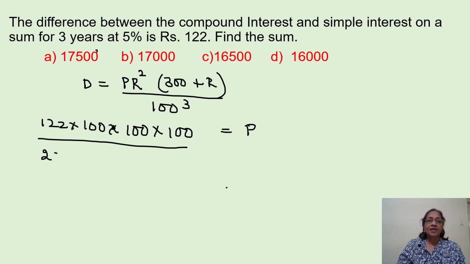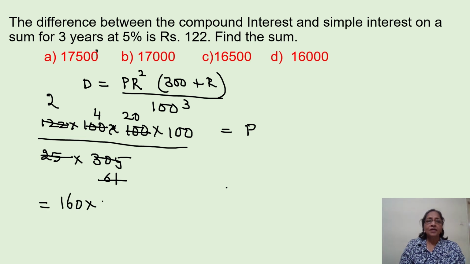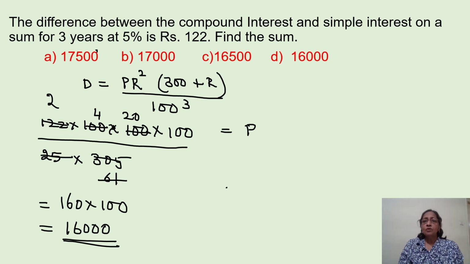R square is 25 into 305. So this will go 4 times, then 520, 561. So now 61 and 122 will cancel. So we have 160 in 200, which is nothing but 16,000. Now this formula, what I have given you, is for 3 years.